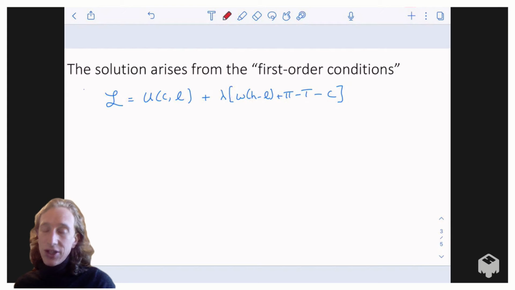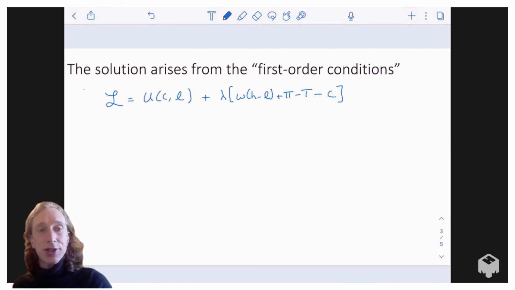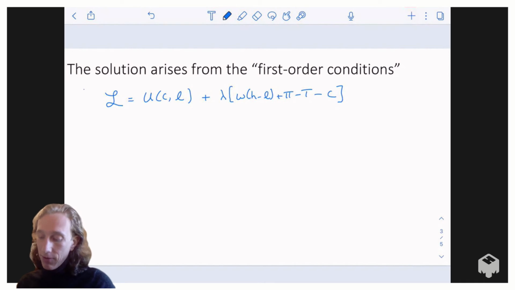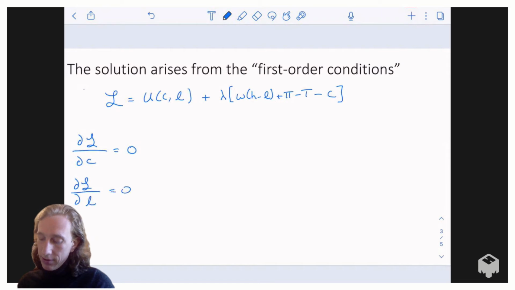And I'm going to set each of those equal to 0. Okay, so my optimality conditions, when I'm using the Lagrangian, become the following. One will be the derivative of the Lagrange function with respect to consumption is equal to 0, because consumption is one of our choice variables. The next will be the derivative of the Lagrangian with respect to leisure is equal to 0.